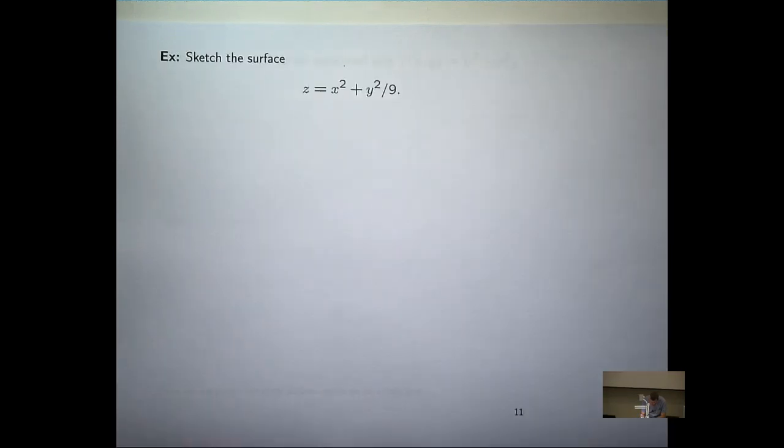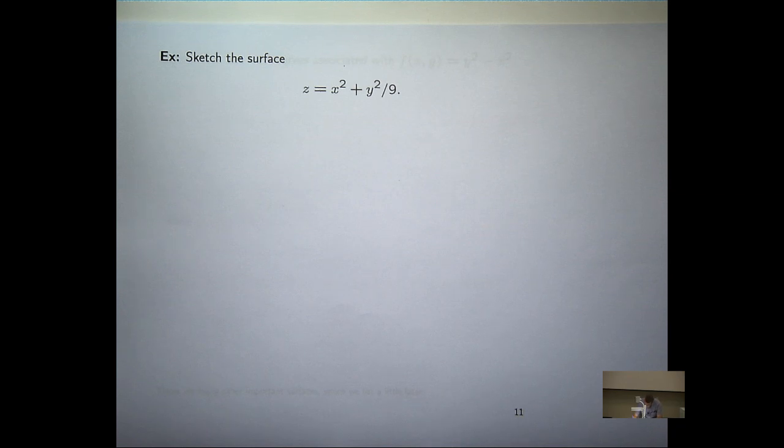Okay, so let's put it all together. Sketch the surface. Anybody know what kind of surface it is? Anyone? So it's almost, well, I guess you see the x squared plus y squared, you think, oh, maybe it's a circle or something. Not quite. Not quite. Let's investigate.